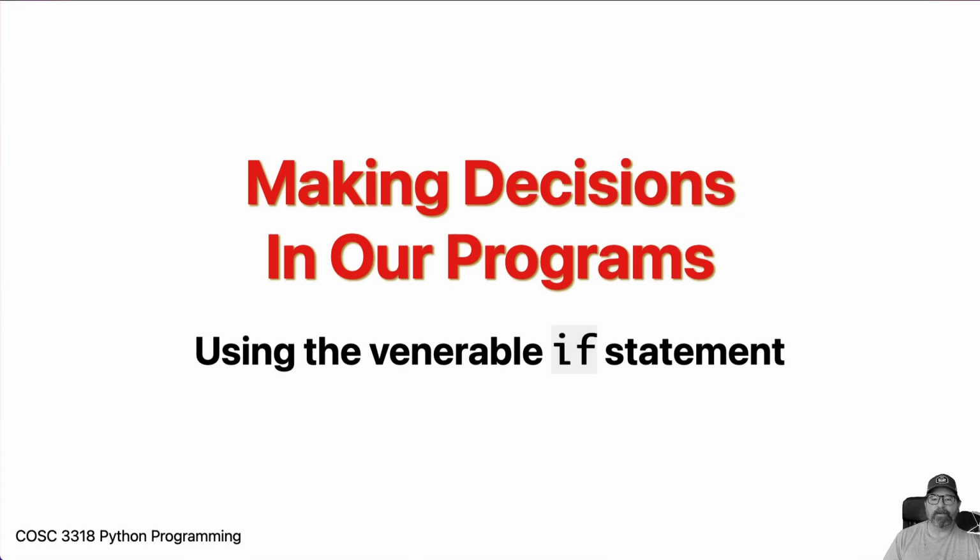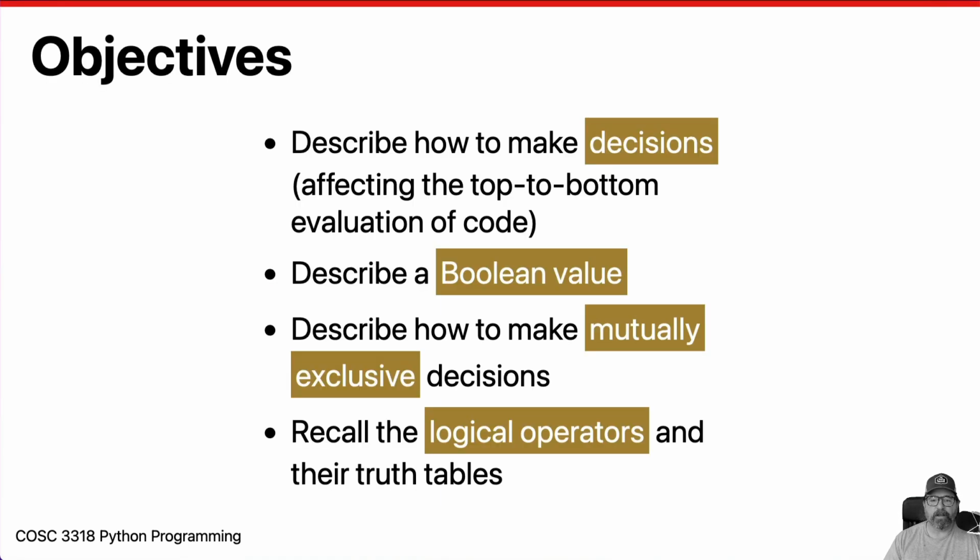Hi, and welcome to a lecture on making decisions in our programs using the venerable if statement. In this lecture, we're going to describe how to make decisions which affects the top to bottom evaluation of code. We're going to describe what a Boolean value is. We're going to describe how to make mutually exclusive decisions. And if mutually exclusive is something you don't understand right now, it's totally cool. We'll get to it.